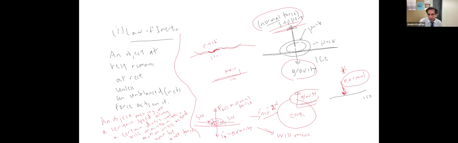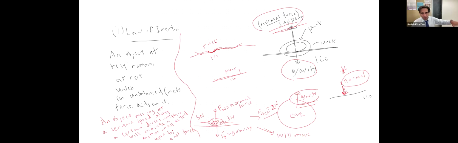So what's kind of cool about this corollary is that for an object to just keep moving, no net force is required. It can move based on its own natural tendency. Once you've begun the motion for an object, it wants to maintain that motion.